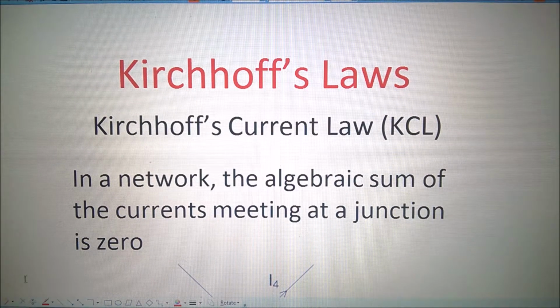Kirchhoff's laws. First we'll see Kirchhoff's current law. In a network, the algebraic sum of the currents meeting at a junction is 0. Now we'll see the meaning of it.